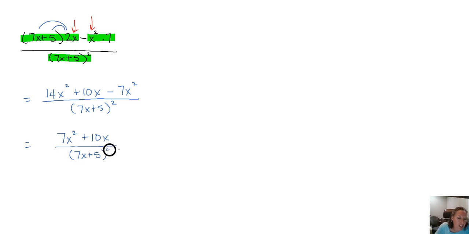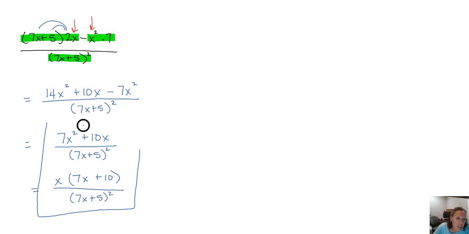If we wanted to, we could factor out that x. Again, we could have factored that x out in the numerator at the first step. When we factor that out, we're going to be left with 7x plus 10. There's no GCF there. It's not the factor we have in the denominator, so you could really leave it. You could argue either one is simplified.